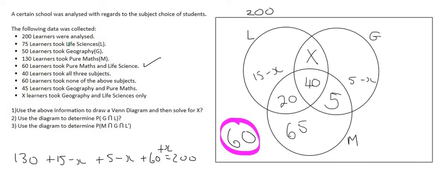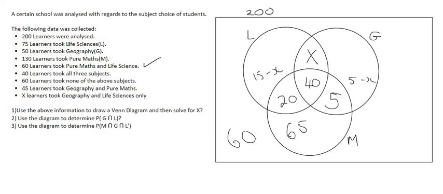And so now we can go fill that in on the diagram. And so this part over here, which says 15 minus X, well, if X is 10, then that's just 5. Then this part over here, where it says X, that would be 10. But now a slight problem arises over here, and I only picked this up while going through this video, is that if X is 10, then this part is minus 5. Now, in real life, that is impossible. You can't have minus 5 people doing geography only.